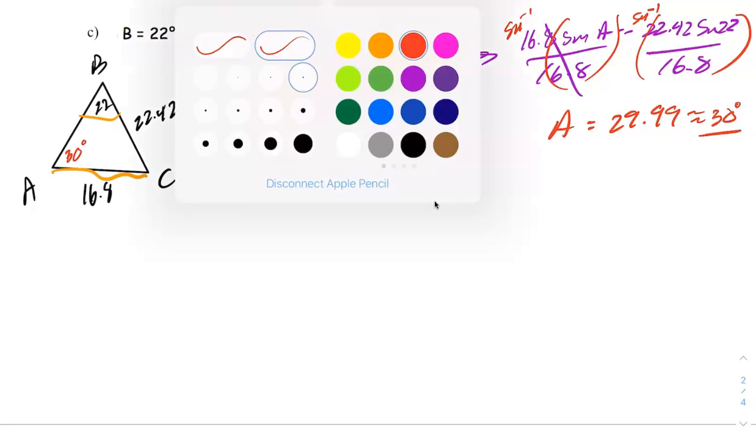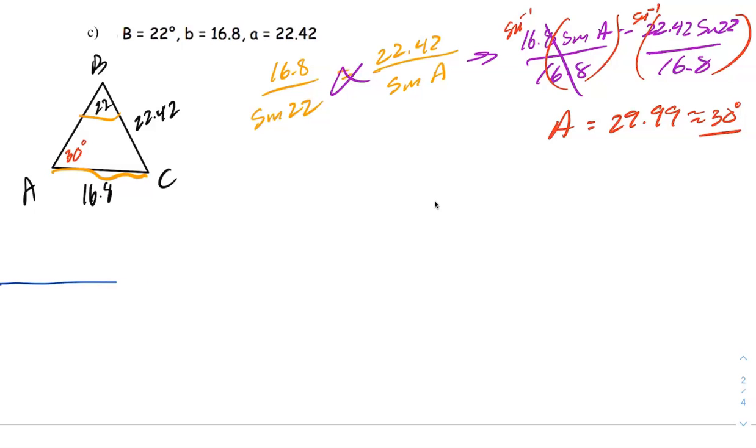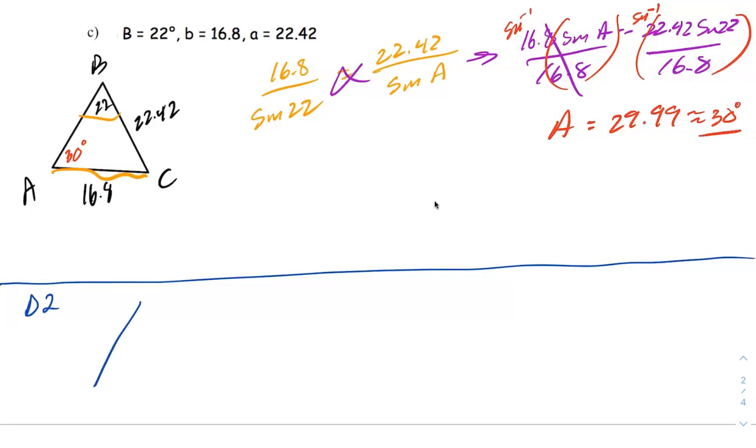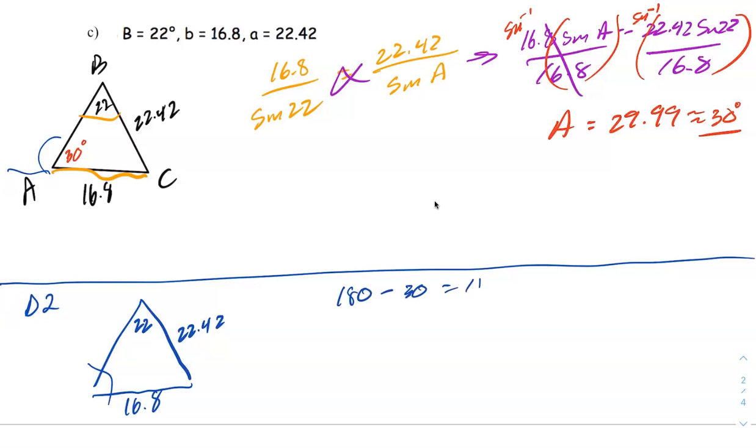Now let's talk about the second triangle. Remember, if we find one triangle, we always want to assume there's a second triangle. So how does triangle 2 work? Well, it has the same givens: 22, 22.42, 16.8, and then instead of the 30 right here, we're pretty much finding this part right there. Instead of the 30, we do 180 minus 30, which would give me 150. Now, does this make a triangle? Does this triangle work? It actually does.